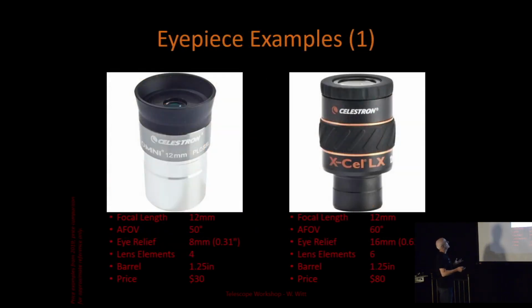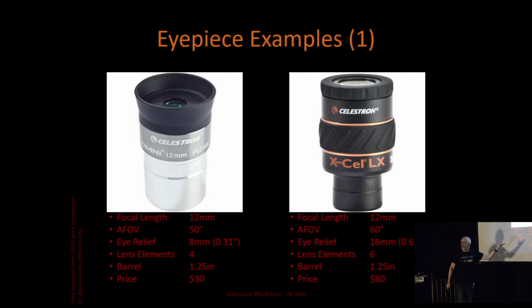Here's some examples of eyepieces. These are both 12 millimeter, so same focal length. But notice this one has 50 degrees field of view. This one has 60 degrees apparent field of view, right? So extra money buys you more field. Eye relief is 8 millimeters here, 16 millimeters here. So again, more money buys you space to put your glasses in between, for example, right?